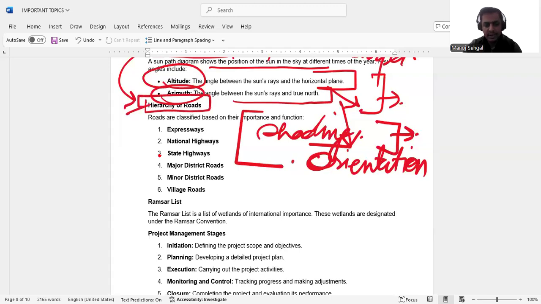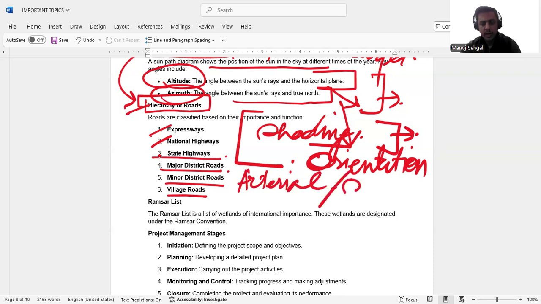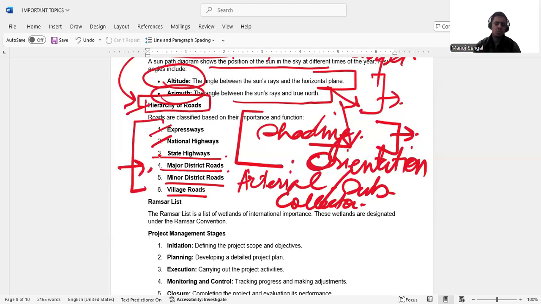Moving on, there is this important case of the hierarchy of roads, which helps us know how roads are classified based on their importance and function. Supposedly, the case of expressway would be there, national highways, state highways, then major district roads, and then minor district roads. Then the case of village roads could be there, and there is something called arterial roads, or sub-arterial roads, or collector roads.